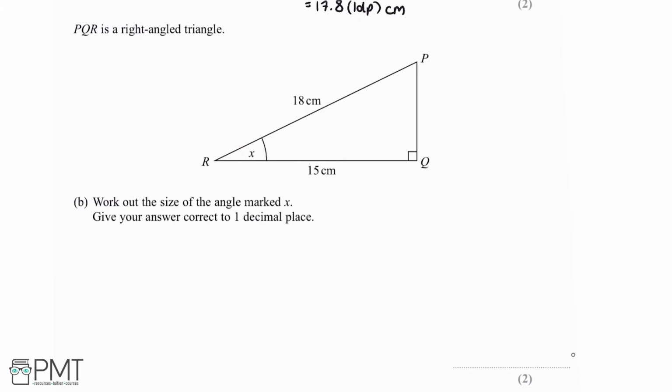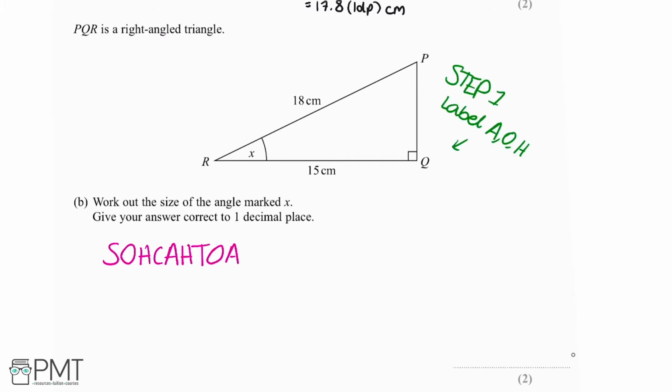And we need to work out the size of the angle marked X, giving your answer correct to one decimal place. So again, we're going to use trigonometry. And again, we can use SOHCAHTOA to help us. But this time, instead of working out the length of a side, we're working out the size of an angle. So again, step 1 is to label A, O and H. So the one that's connected to the angle and the right angle is the adjacent side, so A. The side that's opposite the angle is opposite. And the last one here is the hypotenuse.